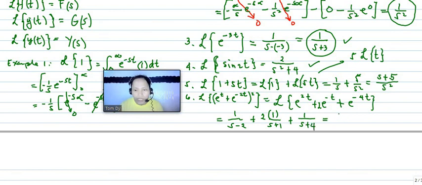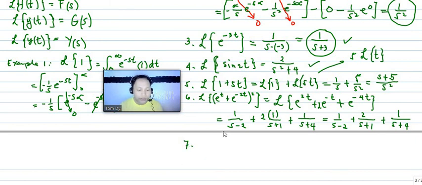So we have our final answer: 1 over s minus 2. Sorry, I have to write it again. You have 1 over s minus 2 plus 2 over s plus 1, and then plus 1 over s plus 4. So this will be our final answer. We can combine all our denominators.